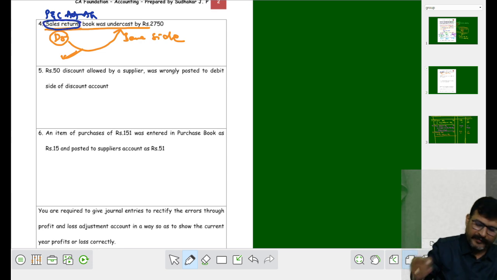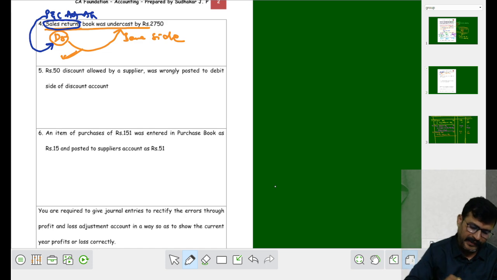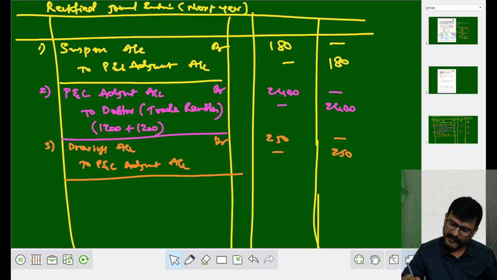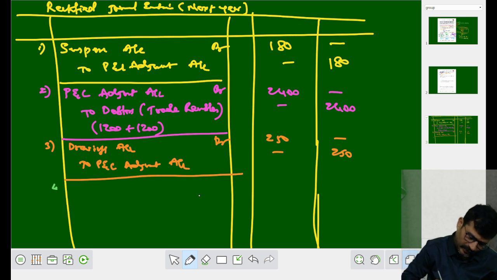Right? Now your entry will be what? Keep the P&L adjustment in the same side. Means P&L adjustment account debit, because it is under cost. P&L adjustment account debit to what? Suspense account, because it is a one-sided error. Now let me write the entry number 4.